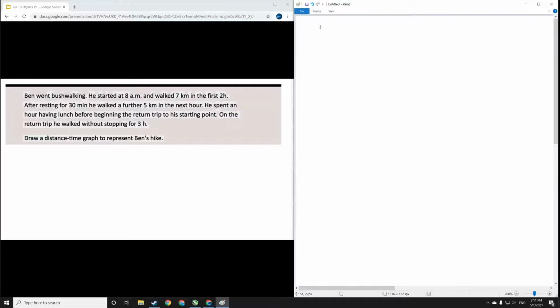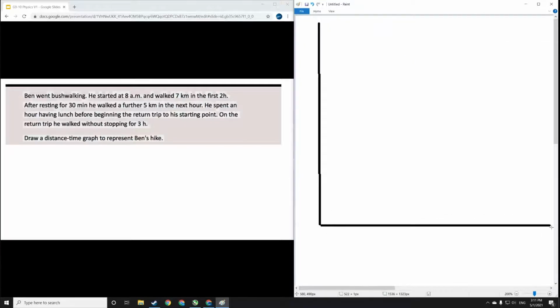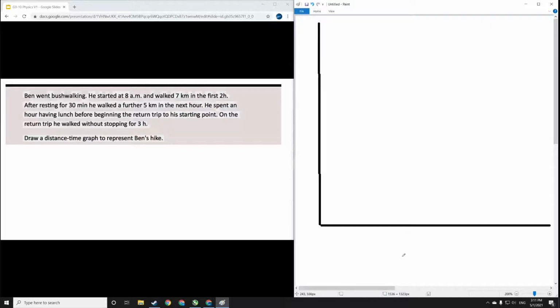So first, I'm going to plot our axes. Okay? Make a line here, make a line here. Okay? And now, the most important thing we want to make sure we do is label, okay? Otherwise, you're going to mess this up.